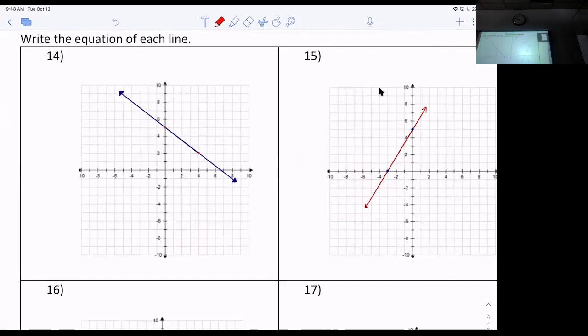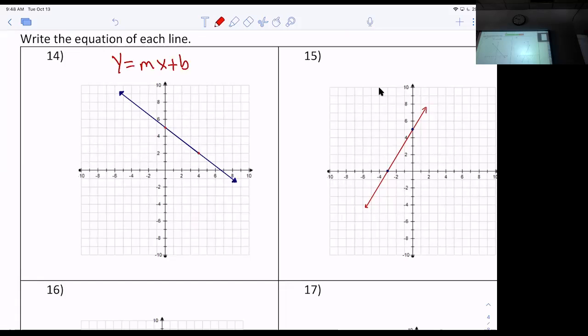Now I'm going to write the equation of the line. Come on, stay with me now. Eyes up, eyes up. What's the general form for the equation? Y equals what? Everybody write that down. Y equals mx plus b.